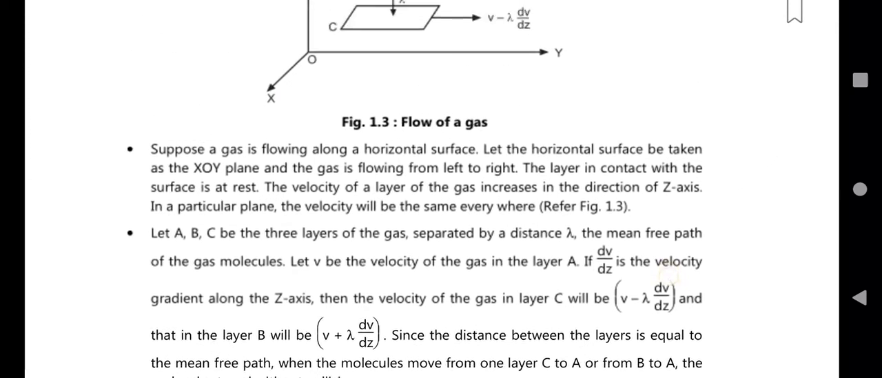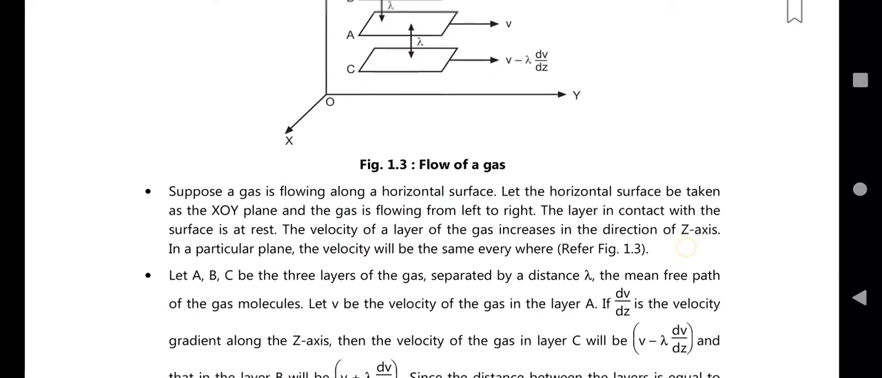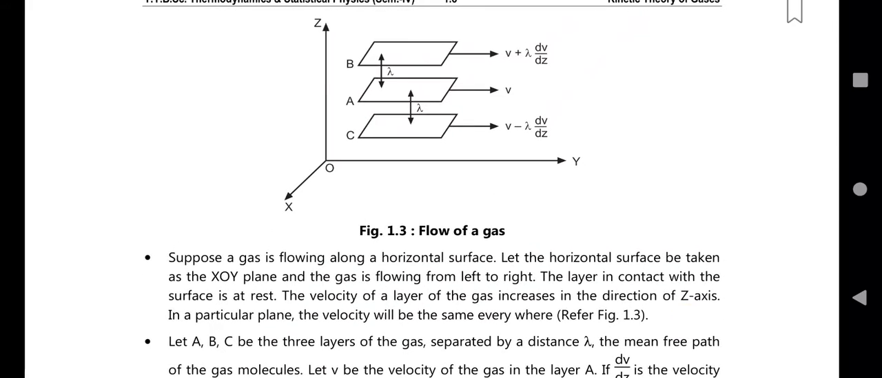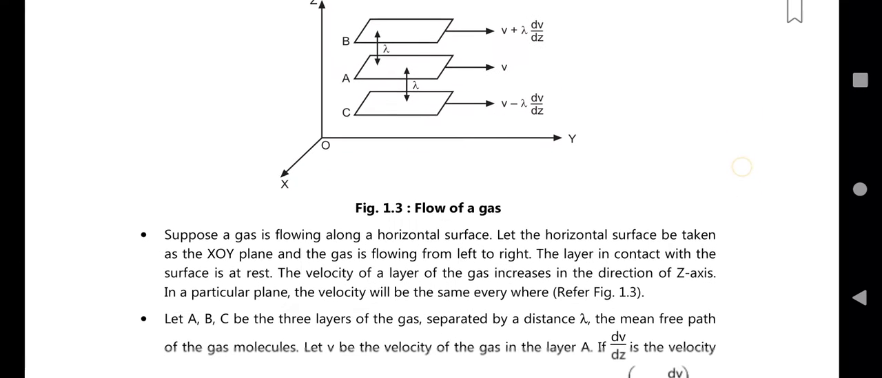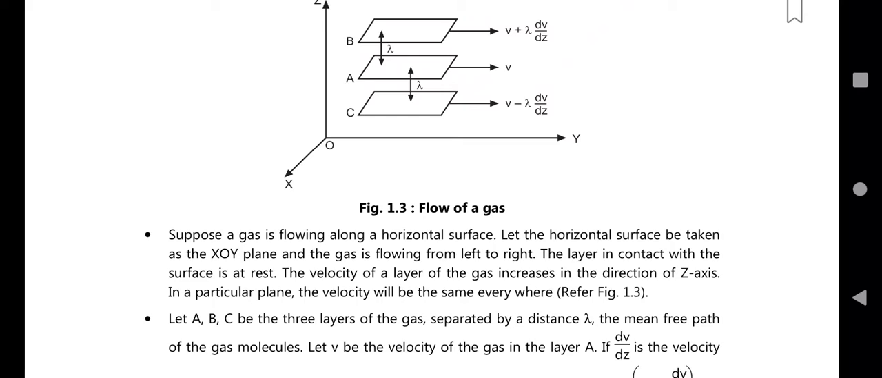Okay, now for this, suppose a gas is flowing along a horizontal surface. In the figure we can see that there are three layers A, B, C. Let the horizontal surface be taken as XOY, that is the horizontal plane, and the gas is flowing from left to right.